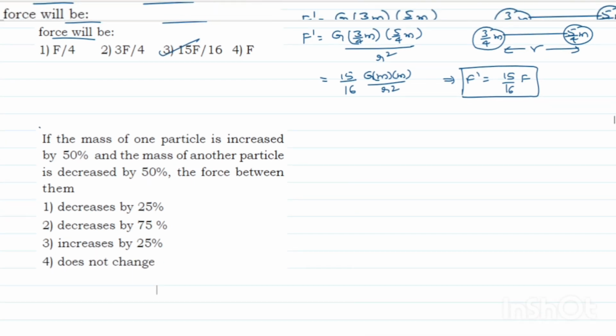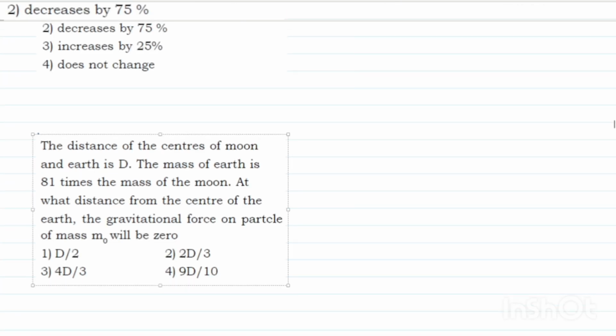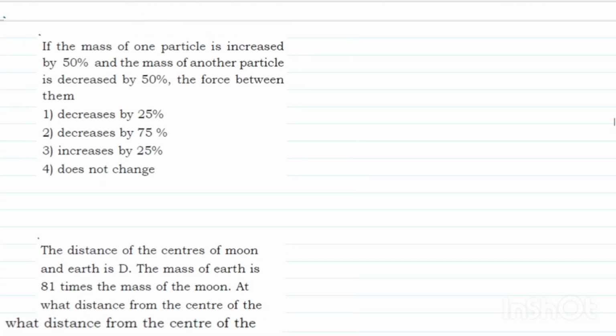Let us see the next question, students. If the mass of one particle is increased by 50% and the mass of the other particle is decreased by 50%, they are asking for the force between them. So the initial force, we can take two particles m1 and m2 separated by some distance r, and the force of attraction between these two masses will be F equal to G m1 m2 by r square. Now one particle's mass is increased by 50%.